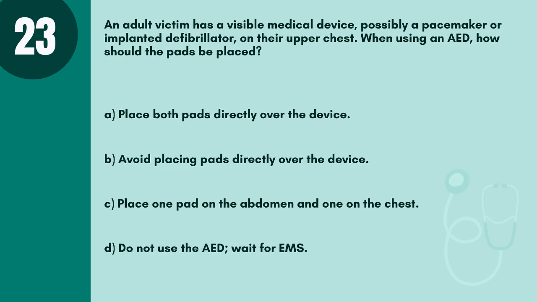Question 23. An adult victim has a visible medical device, possibly a pacemaker or implanted defibrillator, on their upper chest. When using an AED, how should the pads be placed? A. Place both pads directly over the device. B. Avoid placing pads directly over the device. C. Place one pad on the abdomen and one on the chest. D. Do not use the AED, wait for EMS.